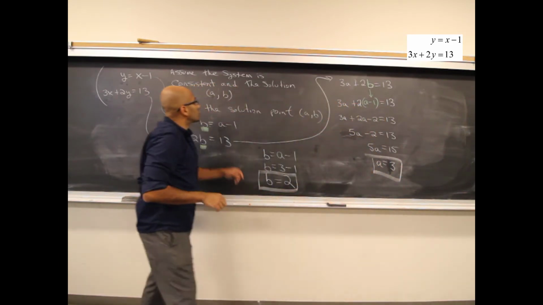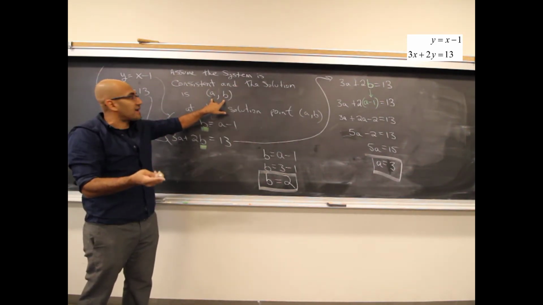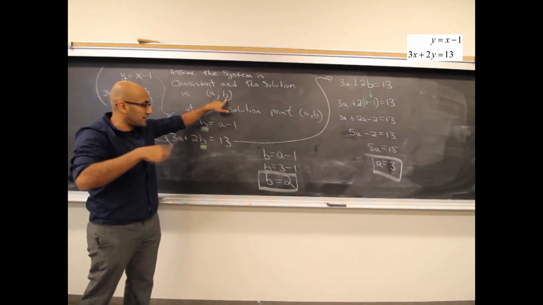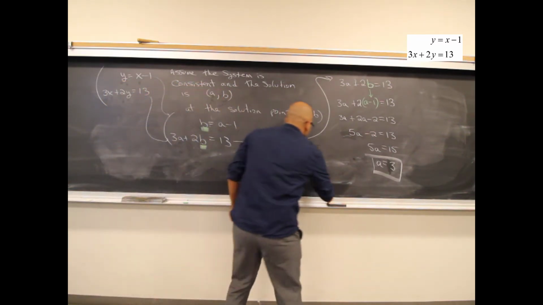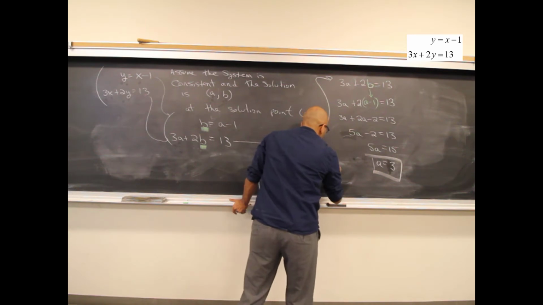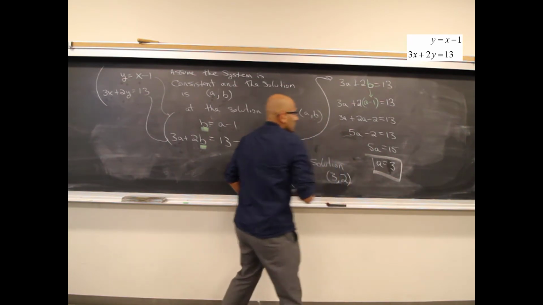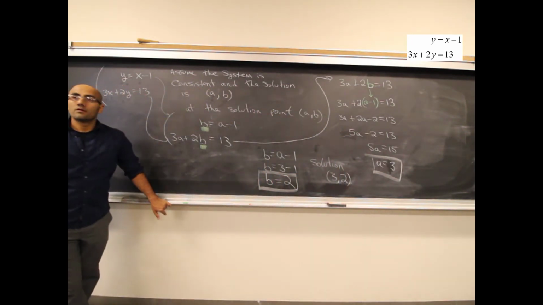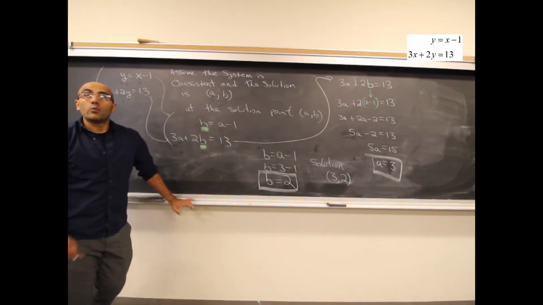When we write our solution, remember the order does matter. The A is the input, it's the x, and the B is the output, it's the y. So I have to rewrite them in that order. So my solution to the system of equations is the ordered pair 3, 2. Good? Questions, comments, issues? No? We can check it.